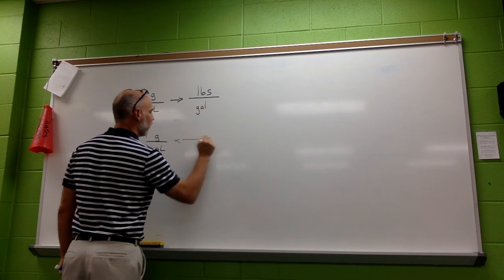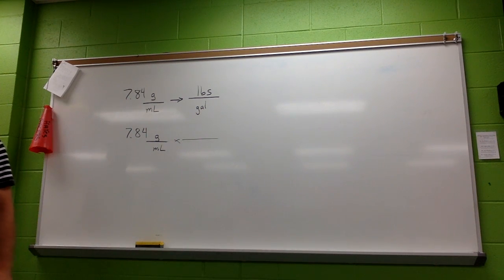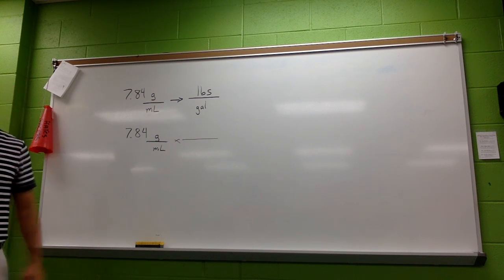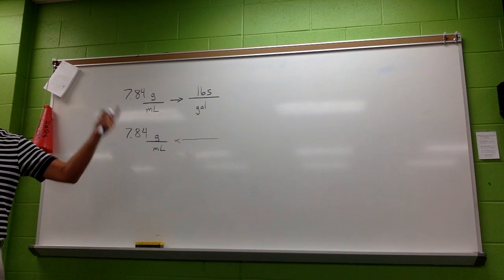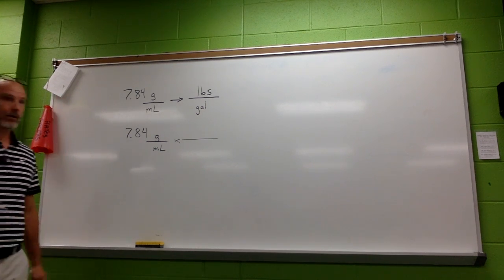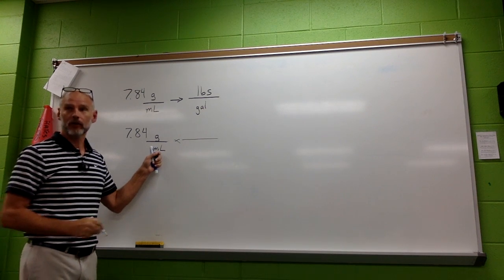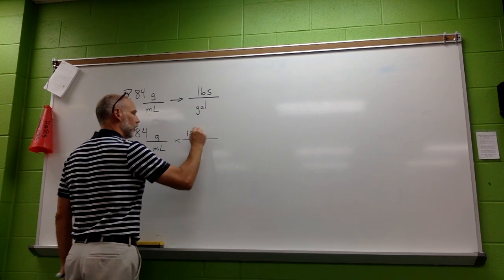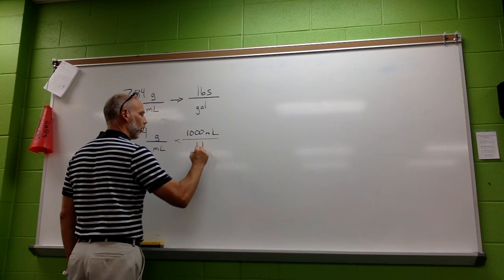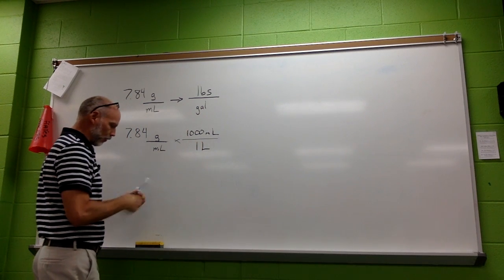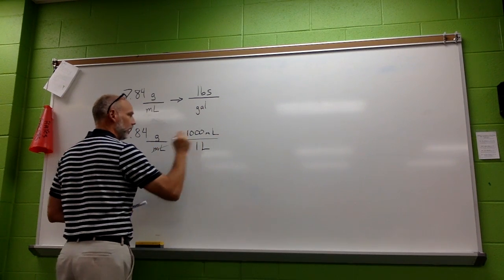So, how can I go from milliliters to liters? What's the relationship? 1,000. It is 1,000. 1,000 what? Milliliters in a liter. So where am I going to put my 1,000 milliliters? In the numerator, because we want the milliliters to cancel out, correct? Yes, we do. So 1,000 milliliters, 1 liter, and our milliliters are gone.